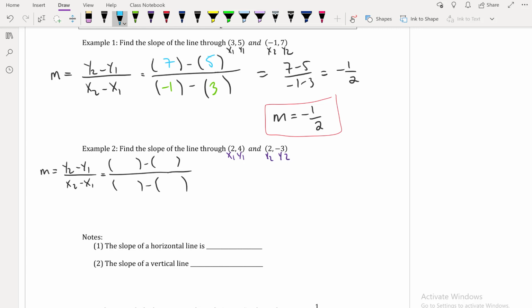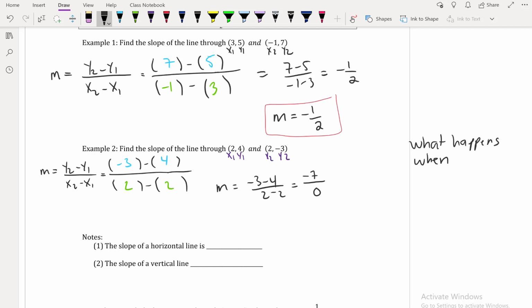So my numerator here, y2, that's a -3, and my y1 is a +4. Now I'm going to deal with my x values, so I have an x2, which is 2, and an x1, which is 2 as well. So then I get that m is equal to -3 minus 4 over 2 minus 2. So my numerator, -3, -4, I'm going to have a -7, but now 2 minus 2 is 0. So what happens when the denominator equals 0?